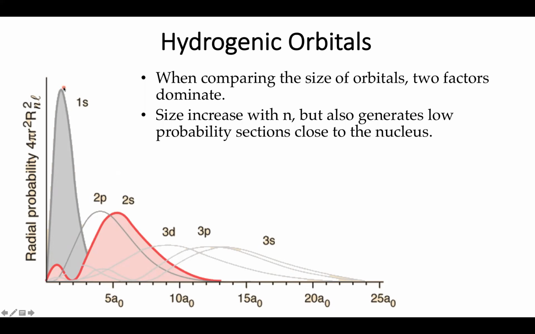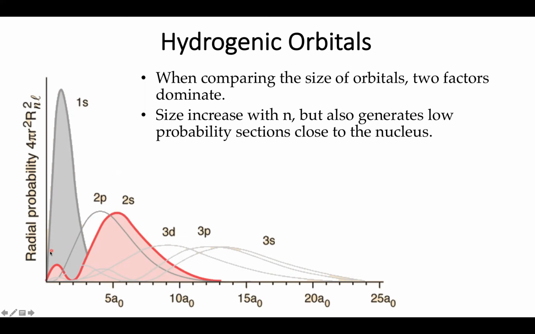So for n equals 1, we only have the 1s orbital. It's sitting real close in. When n equals 2, our major peak density is a little further out, and then much further out when we go to n equals 3. However, one of the things that is worth noting is that as we go out, we generate these radial nodes.